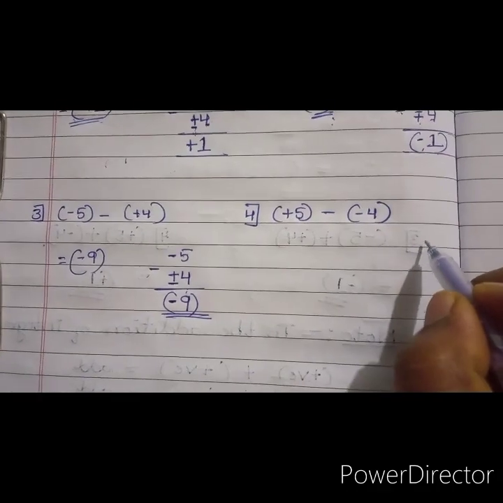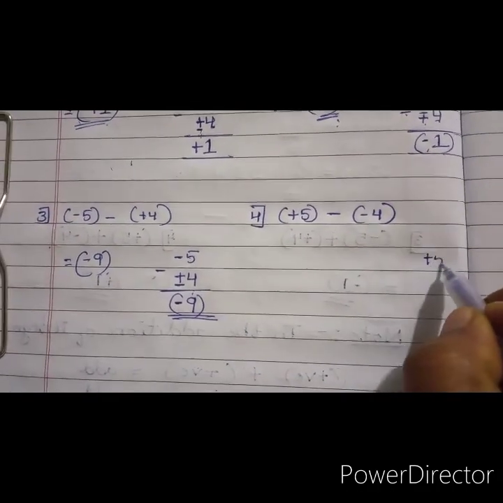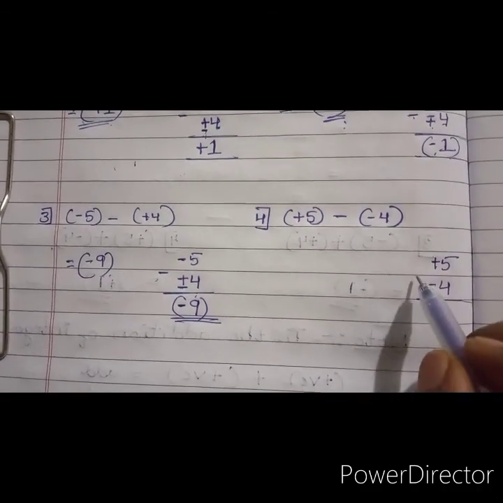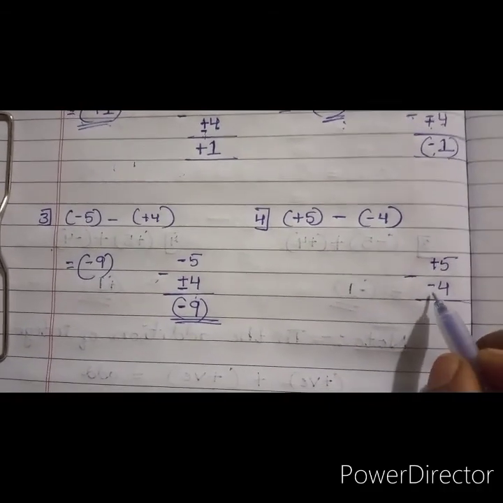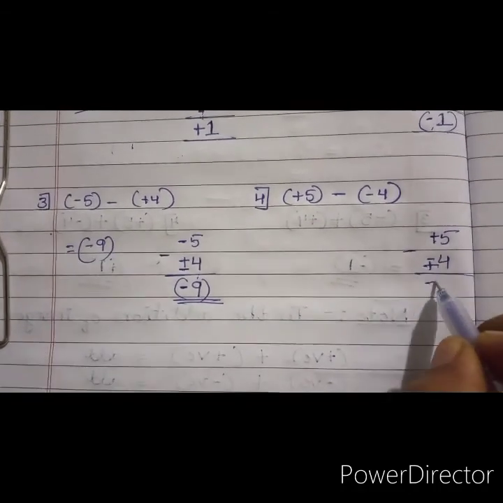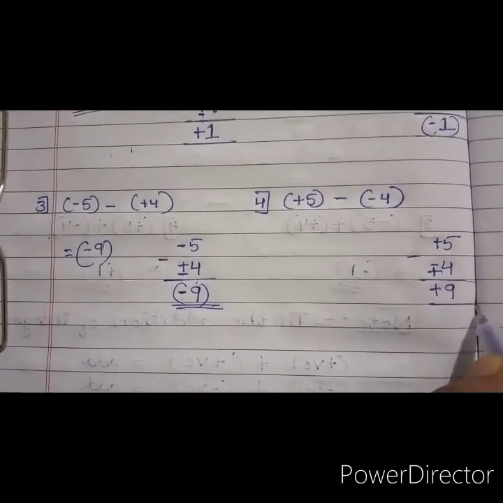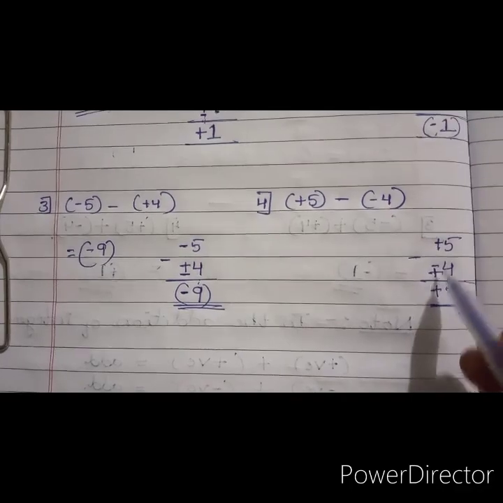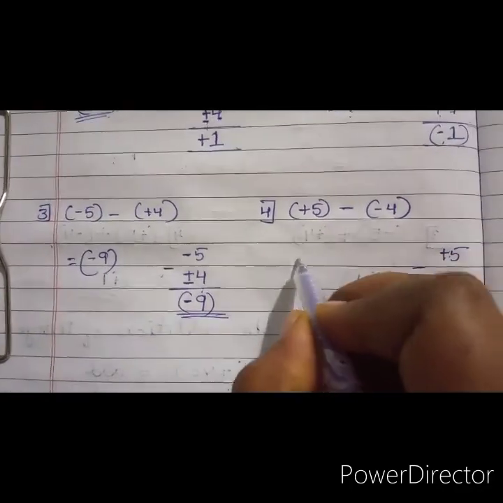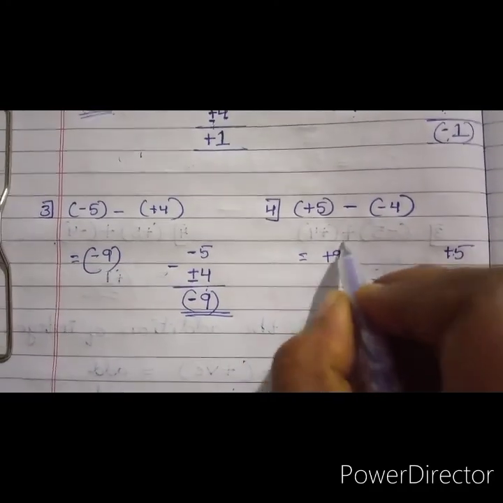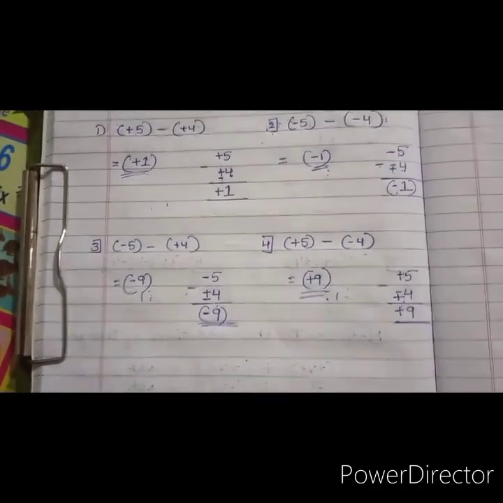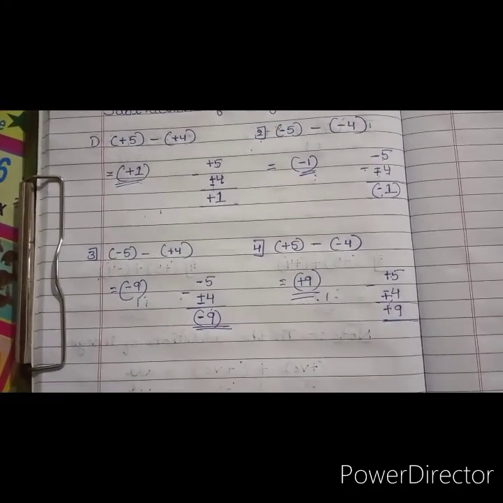Now fourth one, plus 5 and minus 4. So we are subtracting. So change the sign here. Now it becomes plus 9, because having two same signs, then we have to add it. So the answer is plus 9. So in this way, we have to solve the subtraction problems.